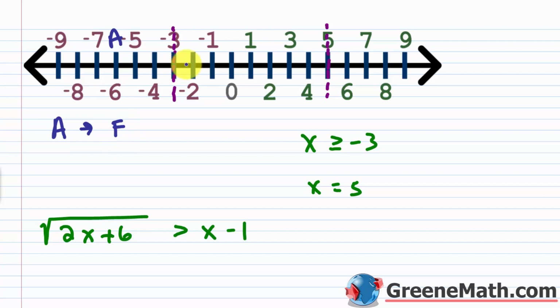Then you have anything between negative 3 and 5. And then you have anything that's larger than 5. So this area will be called B, and this one will be called C, okay? So let's start out by testing something in interval B. So again, this is between negative 3 and positive 5. So if I plugged in, let's say, how about 0? So let's plug that in there, and see what we get.